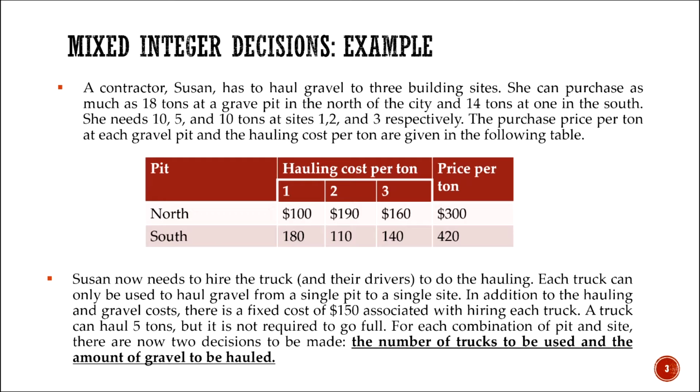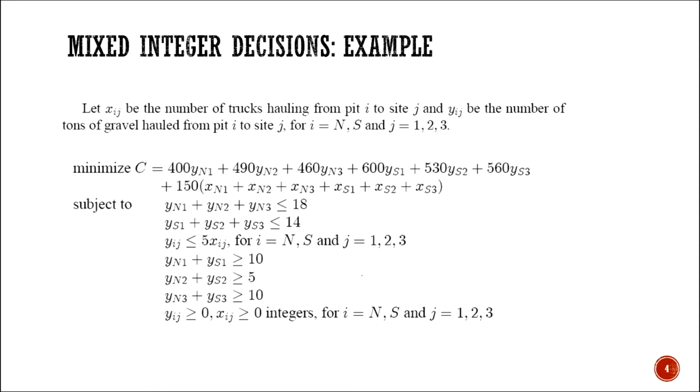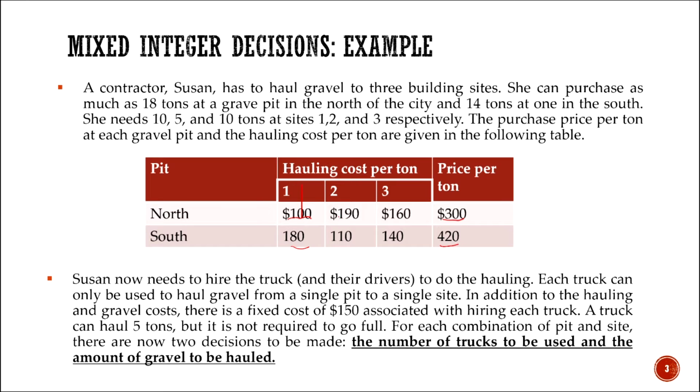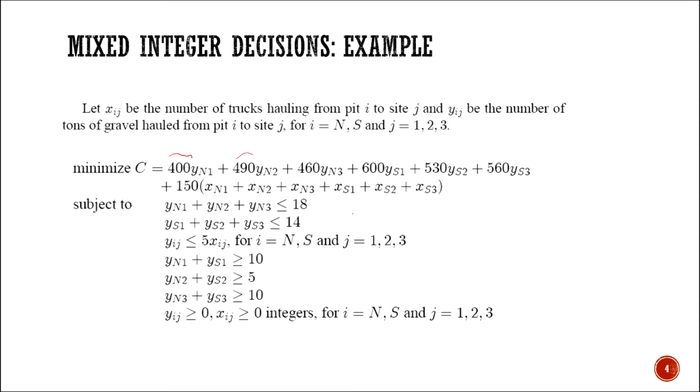So the cost information is given here. So we have 2 pieces of information in this table. One, hauling cost. The other one is price per ton. So we can add up these 2 numbers. For instance, the total cost from North Pit to site 1 is 300 plus 100. So this number plus this number. And the hauling cost from South Pit to site 1 is this number plus this number, and the same for the others. And these are the coefficients you see here. So this one is 300 plus 100. This one is 300 plus 190. So that shows the cost between each pair of pit and sites.